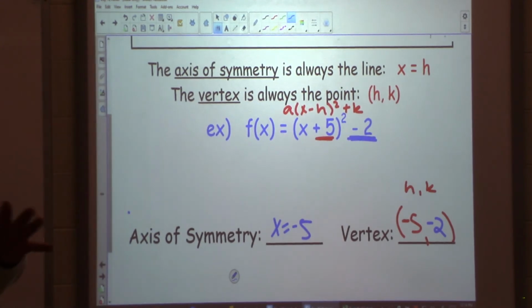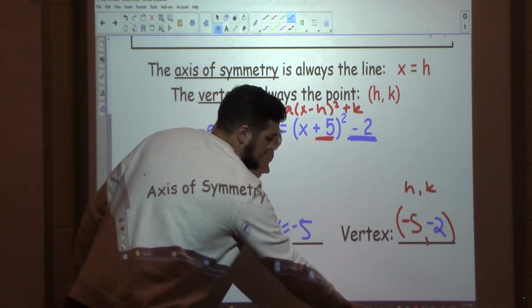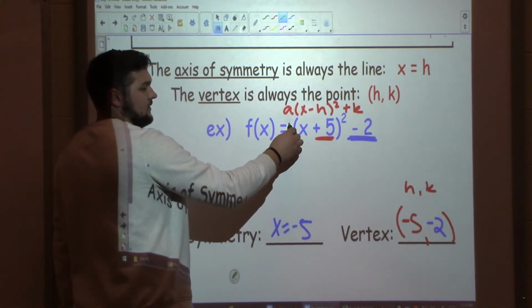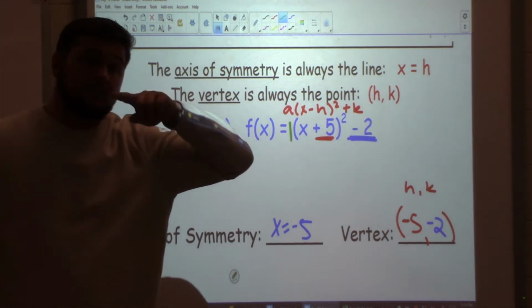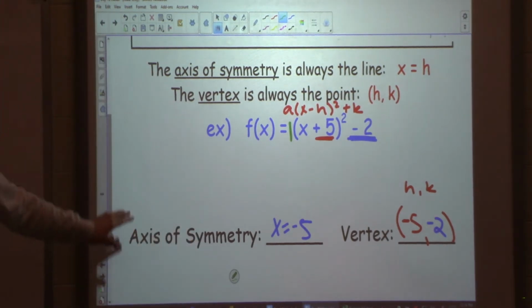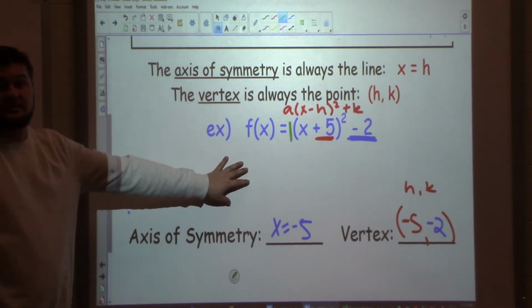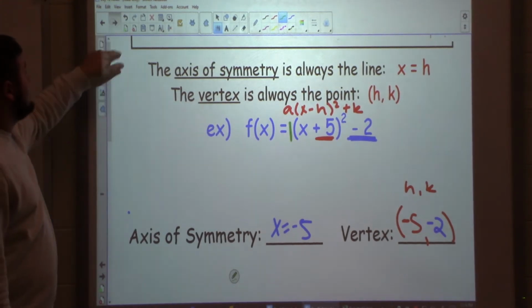Okay, does that make sense? Okay. Any questions so far? Where does the A come in? The A, in this problem, A is in front of the parentheses. So what would my A value be here? 1. So A is going to tell me, is that going to be open up or down? Up. It's positive, right? Now, are we good at this? Okay. Yeah, we will practice, right?